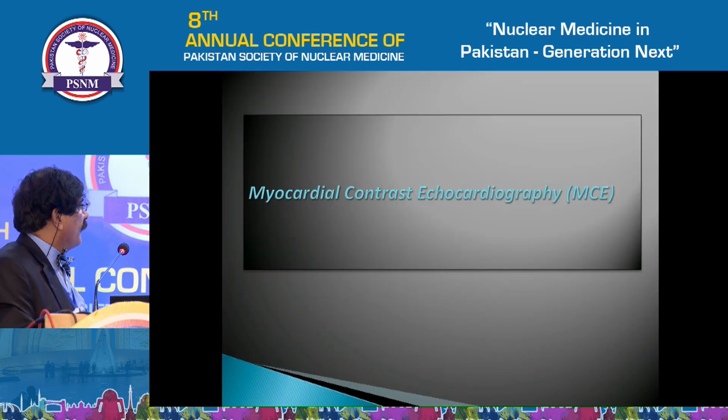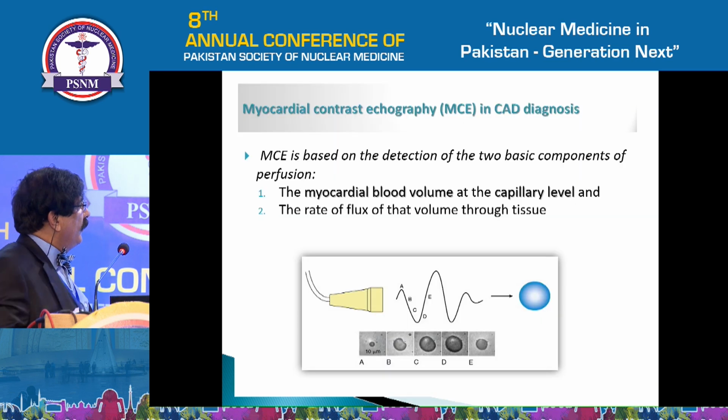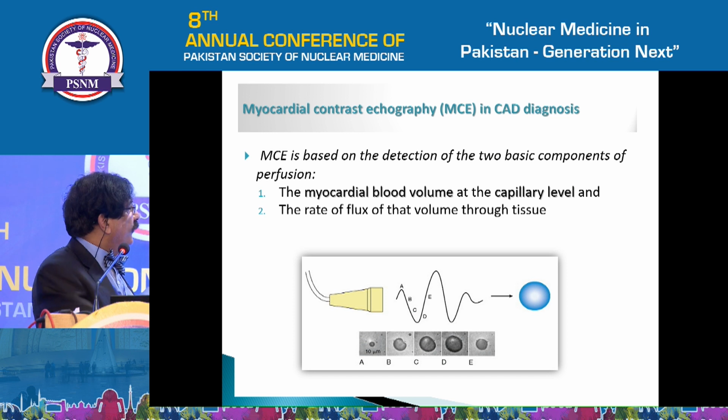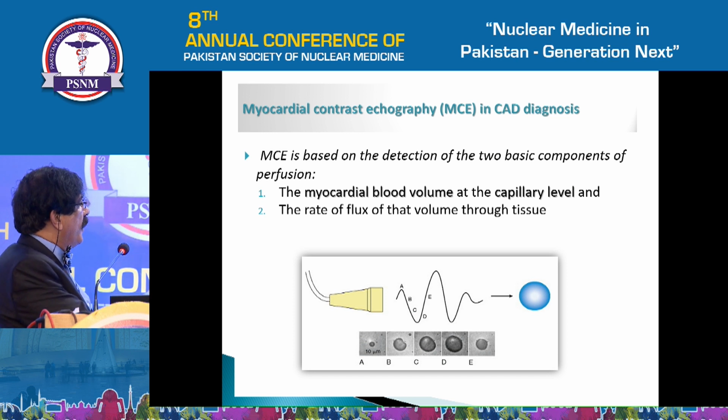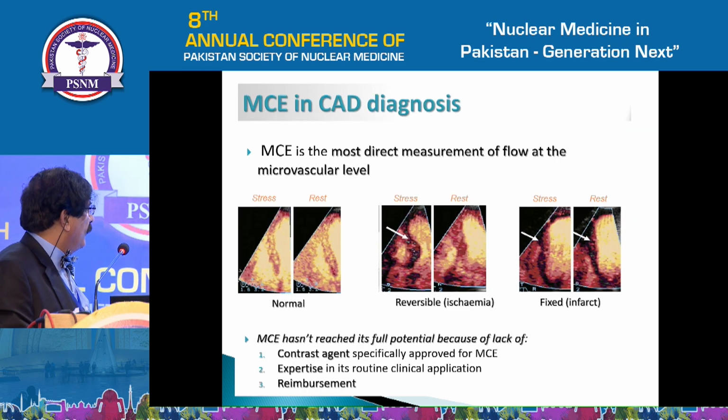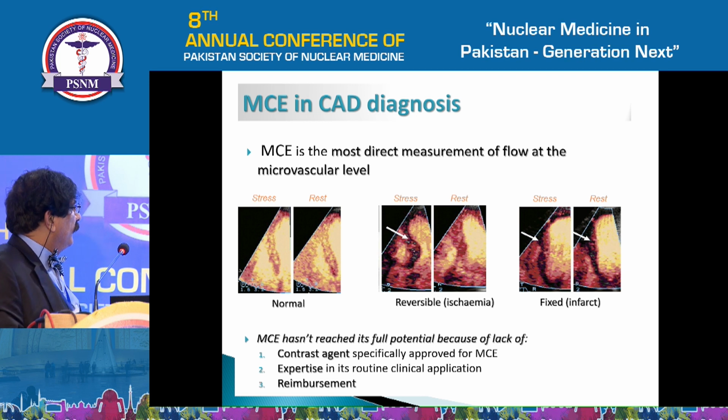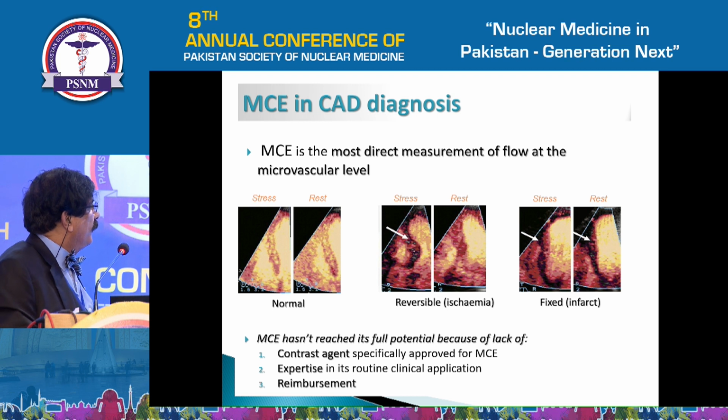Myocardial contrast echocardiography is based on the detection of two basic components of perfusion, the myocardial blood volume at the capillary level and the rate of flux of that volume through the tissues. These are the examples. Here is a normal scan, and we have reversible ischemia on the second image, stress and rest, and a fixed defect in an infarct.